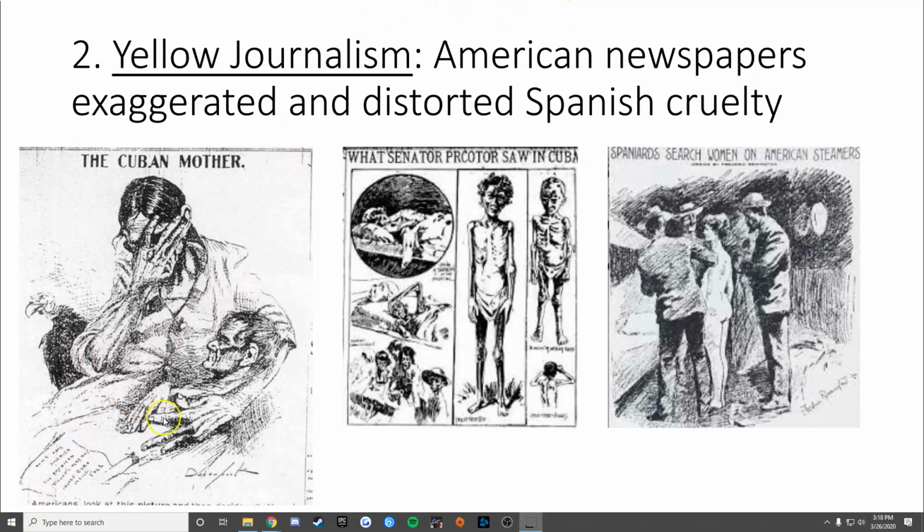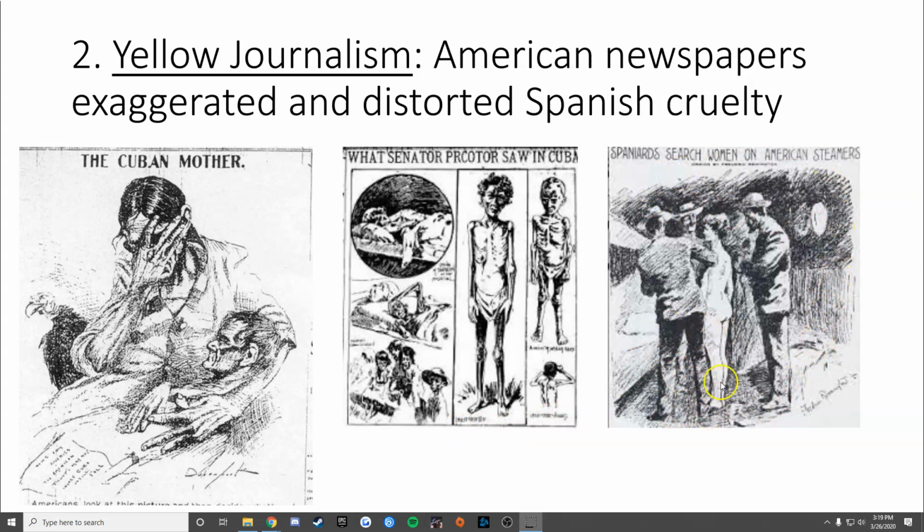You have the Cuban mother here with her dying son, right? And you can see how skinny she looks from starvation and deprivation of the Spanish. Here's a picture of some kids and individuals who were starved in a Spanish camp, a concentration camp, really the first concentration camps in history. And then you have over here how the Spaniards would search American women.